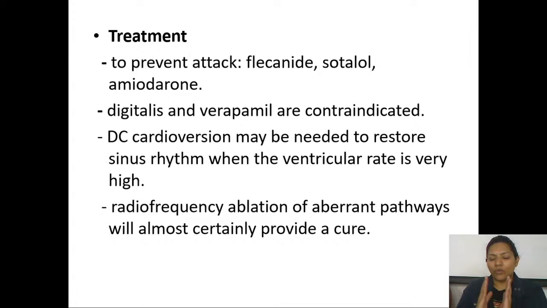Apart from this, for prophylaxis, we can give flecainide, sotalol, and amiodarone. As I've discussed earlier, sotalol, amiodarone, flecainide, all these drugs have an effect on the accessory pathways. They can block the accessory pathway, right? So this is how they prevent the attack. Digitalis and verapamil are contraindicated in patients of WPW syndrome.